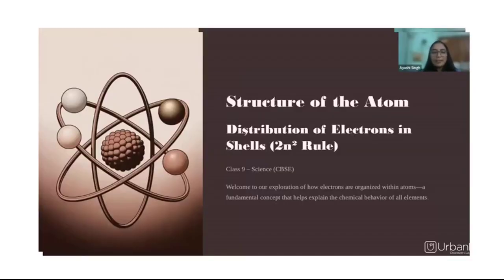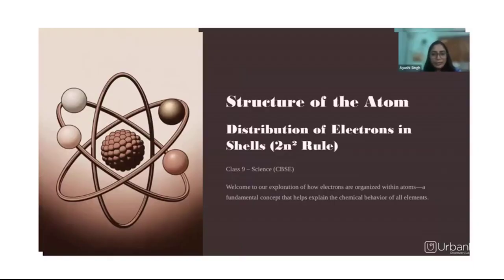We are here with yet another topic, that is distribution of electrons in shells. How it is exactly distributed, that is what we are going to discuss in the chapter structure of the atom. So let's quickly dive into the session without wasting much of our time.